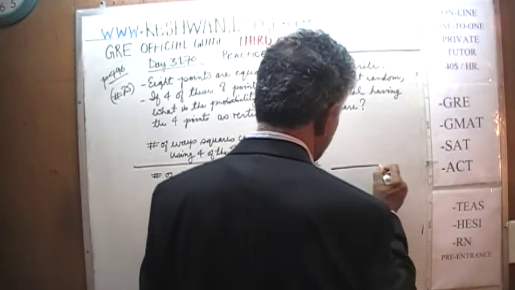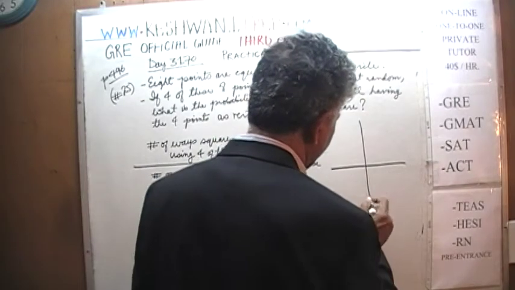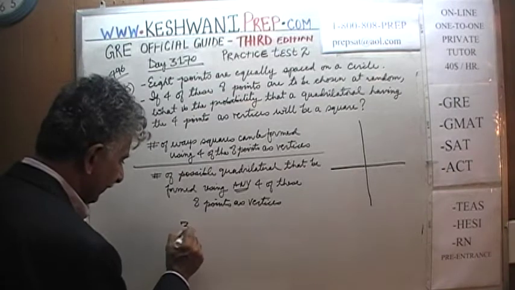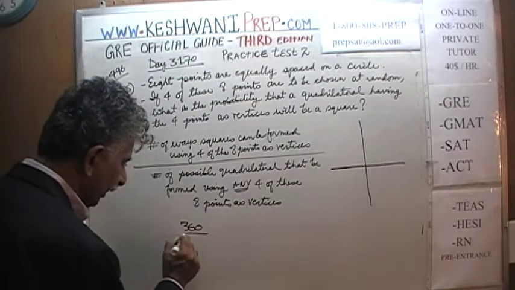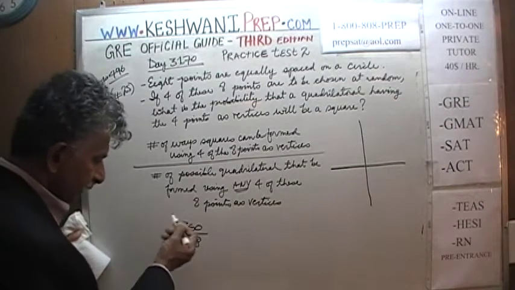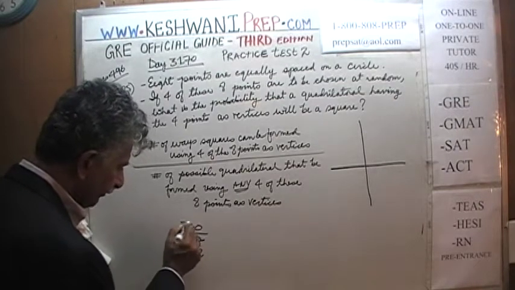So let's just draw. So that's how we have it, 90 degrees. And since there are eight of them, and since there are 360 degrees in a circle, and we want to divide into eight equal parts, let's divide top and bottom by 4. 8 goes into 4 2 times, 36 goes into 9 times.